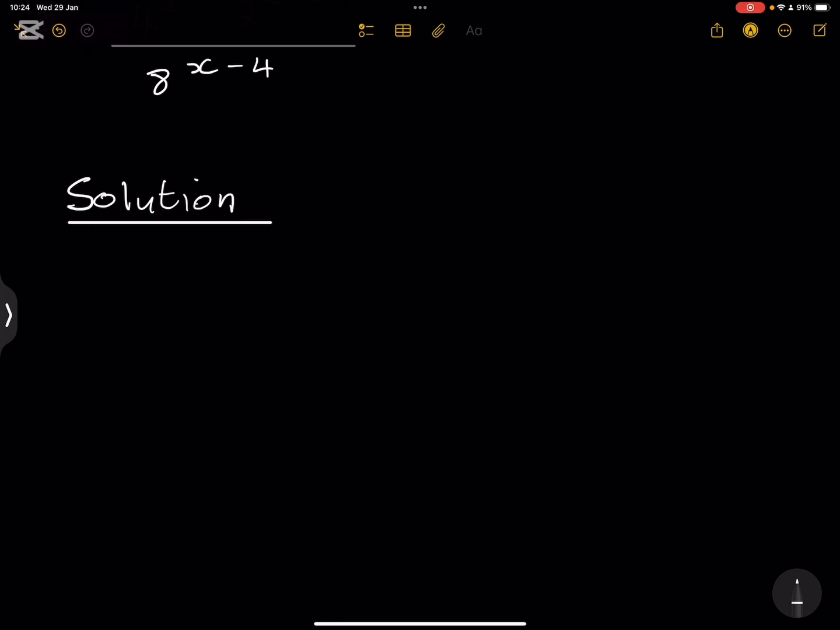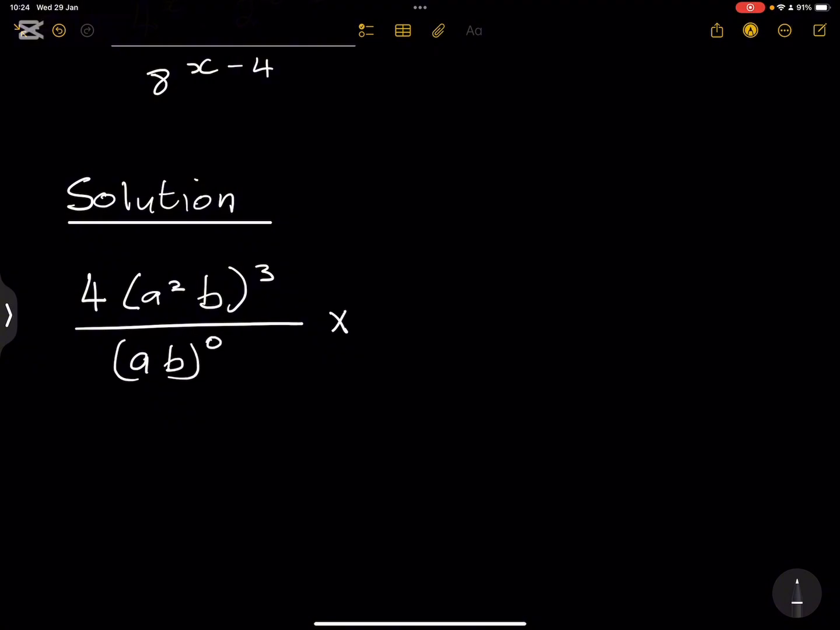Okay, so on the first one we had 4a squared b, all of that cubed, divided by a multiplied by b, raised to the power 0. And this is multiplied by 2a to the power 4 b divided by a b cubed, and this is raised to the exponent -1.